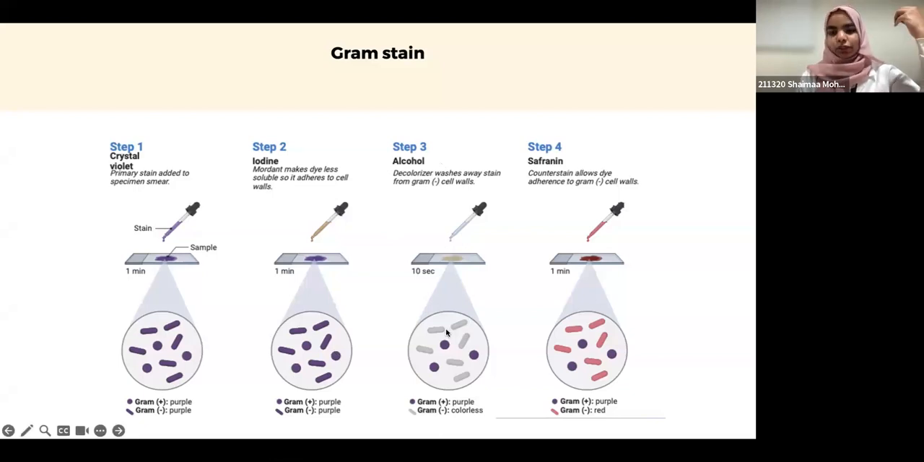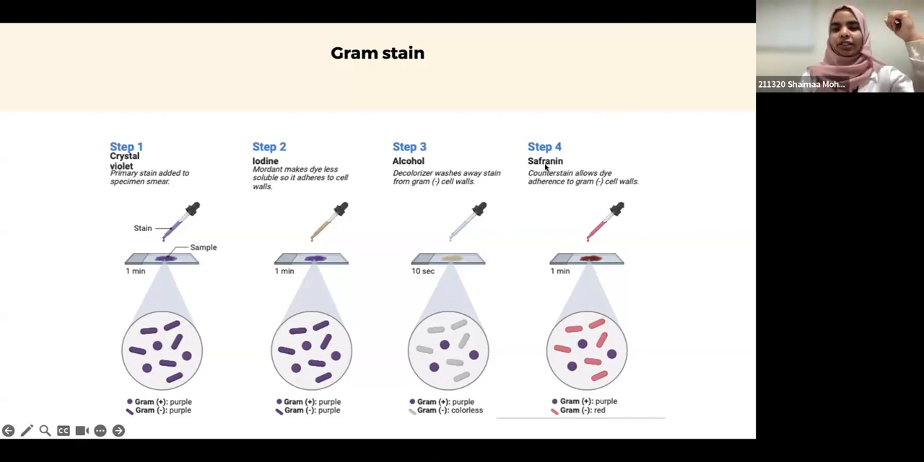Gram positive. So this means that after putting the alcohol, which is a decolorizer, the stain is going to wash away from gram negative bacteria, but it's going to stay in gram positive bacteria, okay? And after that, we need to see both colors, so we're going to add a counter stain, and the counter stain in this case is safranine.